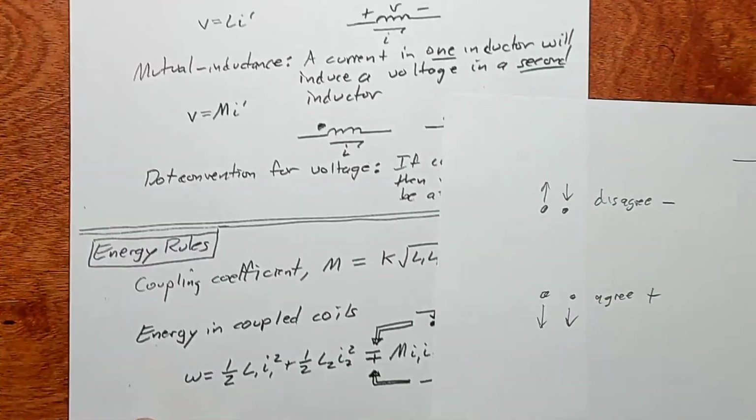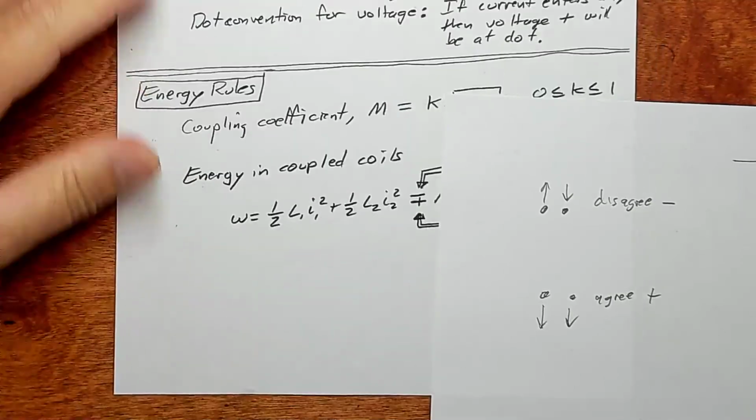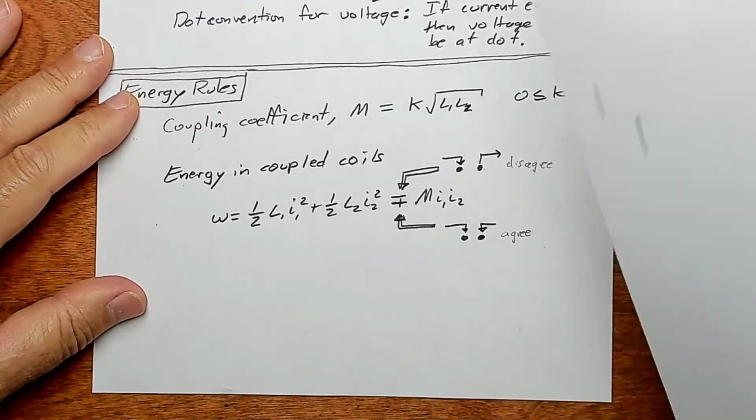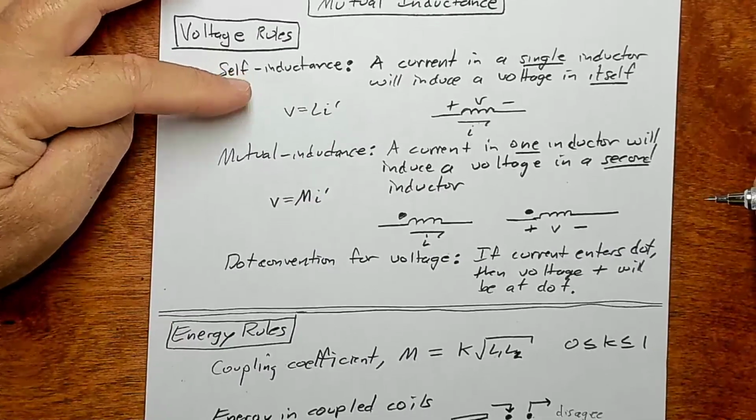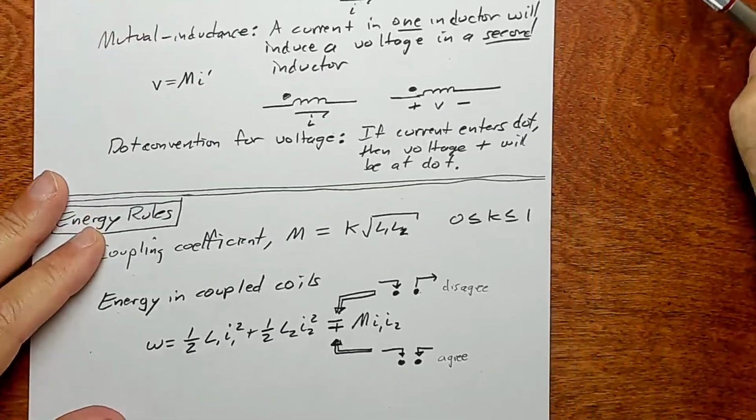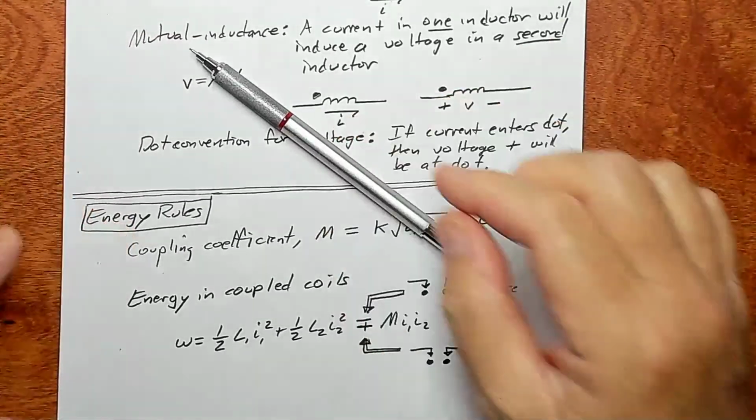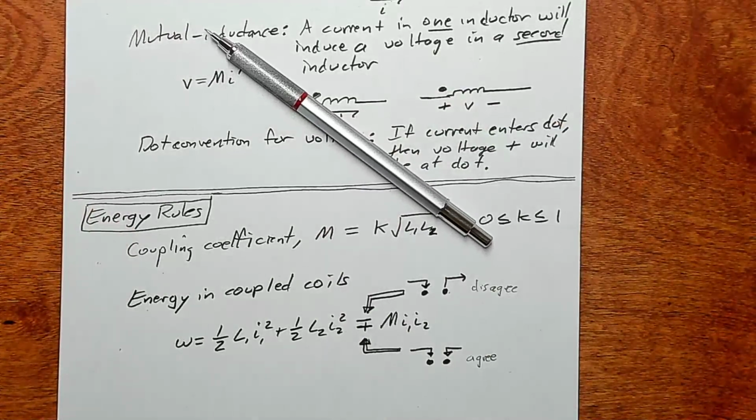Okay, so don't confuse the voltage dot rules with the energy dot rules. They're two different things. Keep in mind there's self, there's mutual. All right, I hope that was helpful. We'll work a whole bunch of problems next.